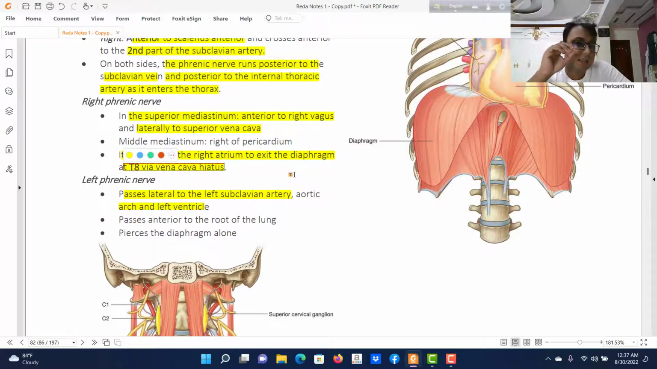So the right phrenic nerve goes with the inferior vena cava through the vena cava opening at the thoracic 8 vertebra, but the left phrenic nerve goes directly into the muscular part of the diaphragm. Okay, it pierces the diaphragm directly.